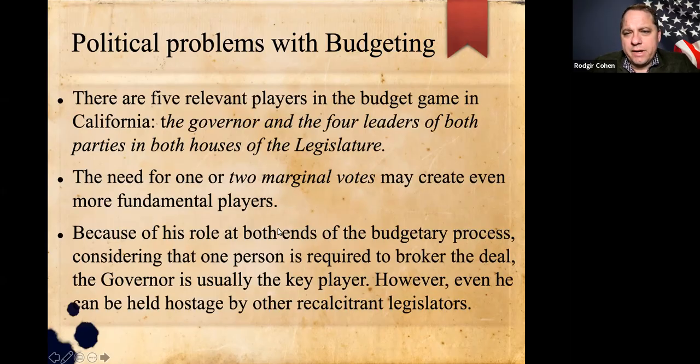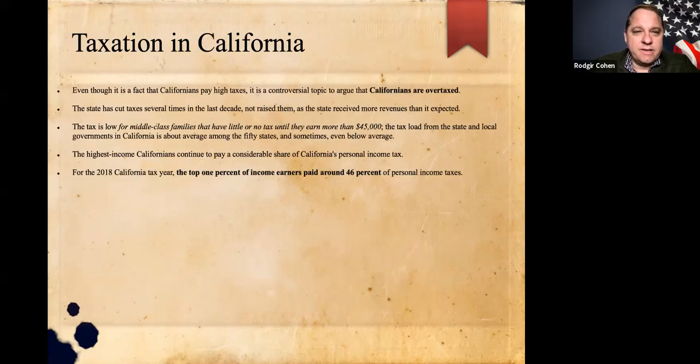There are five relevant players in the budget game in California: the governor, the four leaders of both parties in the houses of the legislature. One or two marginal votes may create an even more fundamental cast of players, but right now it's still Democratic. The governor plays a role on both ends of the budgetary process, and considering that one person is required to broker the deal, the governor is usually the key player, but he is sometimes held hostage by reluctant legislators.